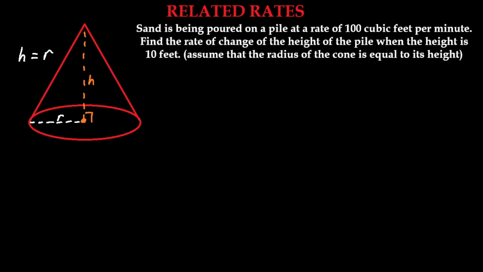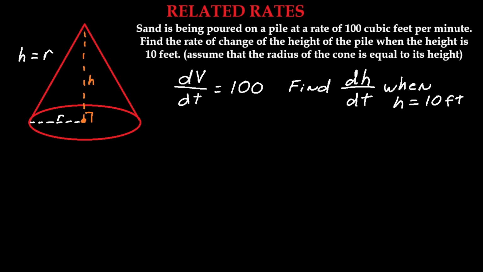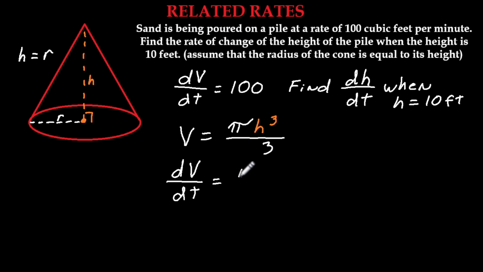The given rate is a change in volume, so we have dV dt is a constant rate of 100. And we're asked to find dh dt when height is 10 feet. Our starting point will be the formula for the volume of a cone, which is pi r squared h over 3. And since we know that the radius is equal to the height, we can replace our radius squared with height squared. And height squared times height to the first power is height to the third power. Using implicit differentiation, we bring the constant to the front, which is pi over 3. We bring the exponent to the front, times h, reduce the power by 1, dh dt.